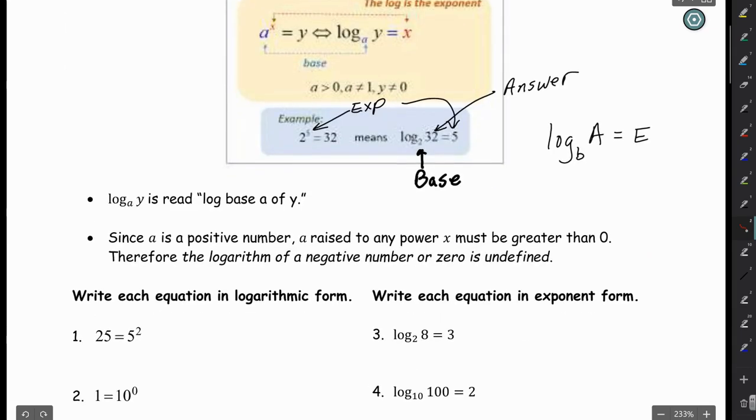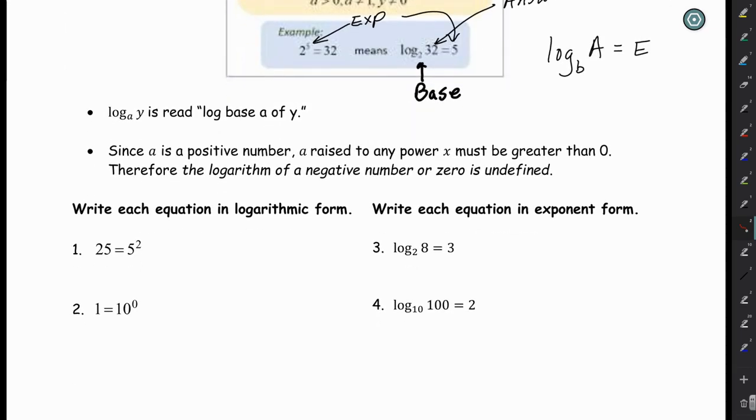All right, so the best way to get good at these is to just go ahead and start practicing them. I just want to make a note here. Since A is a positive number, A raised to any power x must be greater than 0. Therefore, the logarithm of a negative number or 0 is undefined. Now, when we start graphing logarithms, this is going to make more sense, but the domain of a logarithm is going to be greater than 0.